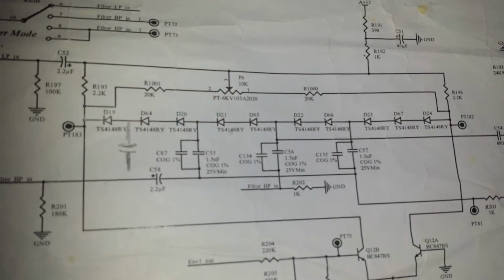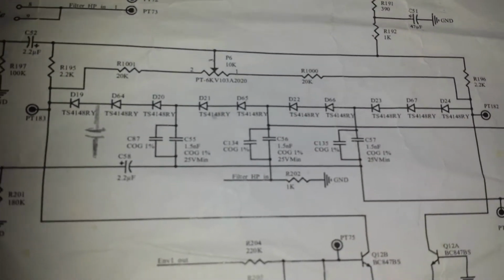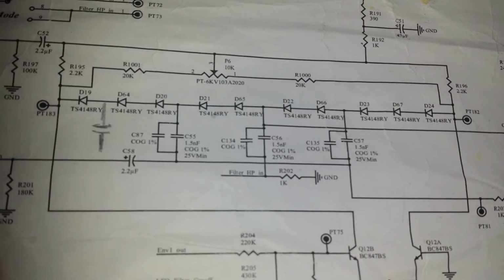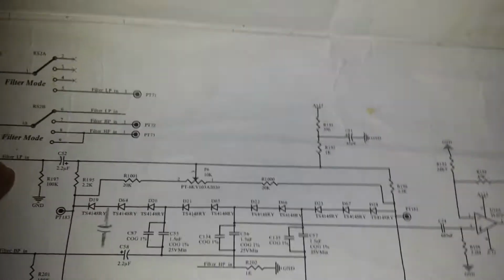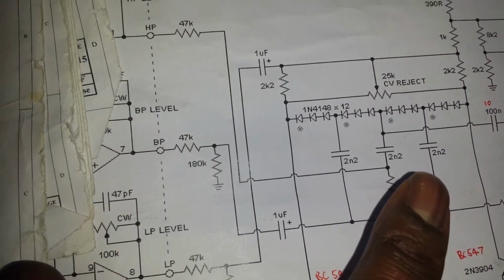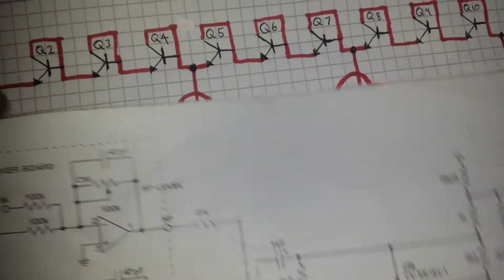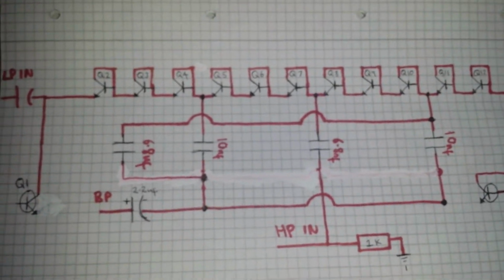As we can see, if we look at the capacitor ladder with the diodes, we've got two 1.5 nanofarad capacitors in parallel. Got that right? In parallel. And this one, we've just got 2.2 nanofarads, three of them going across here. Now, basically, this is just to show you what I've done for mine.